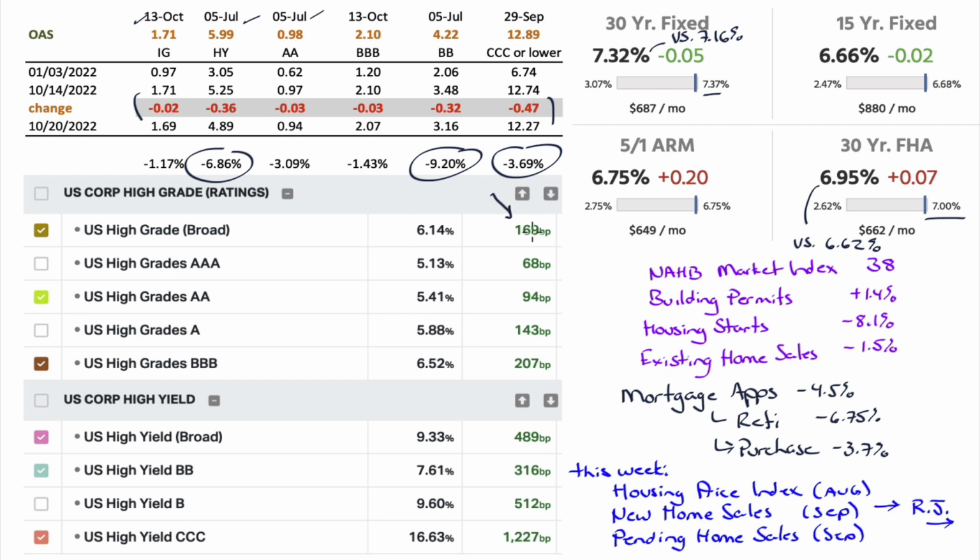So here is your OAS in this column. Here are your yields in this column. It's the OAS plus the appropriate risk-free rate that you would add it to based on the maturity of the bond.